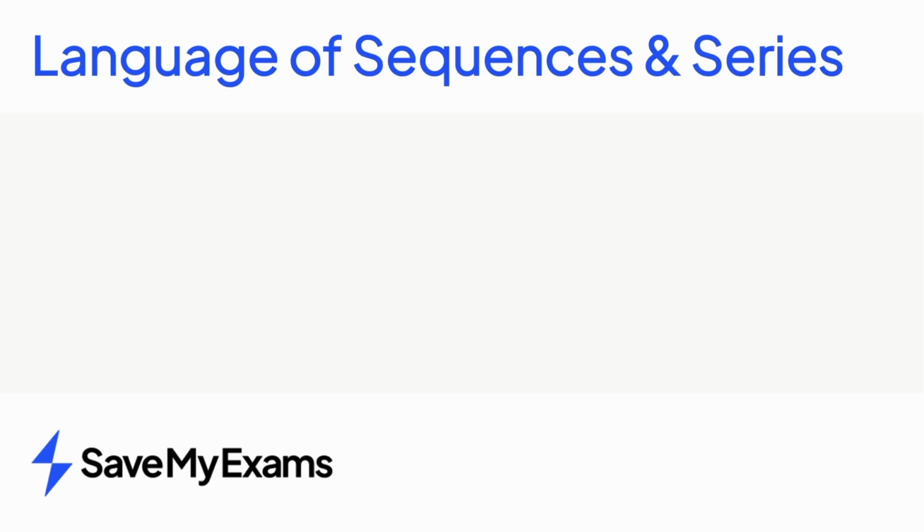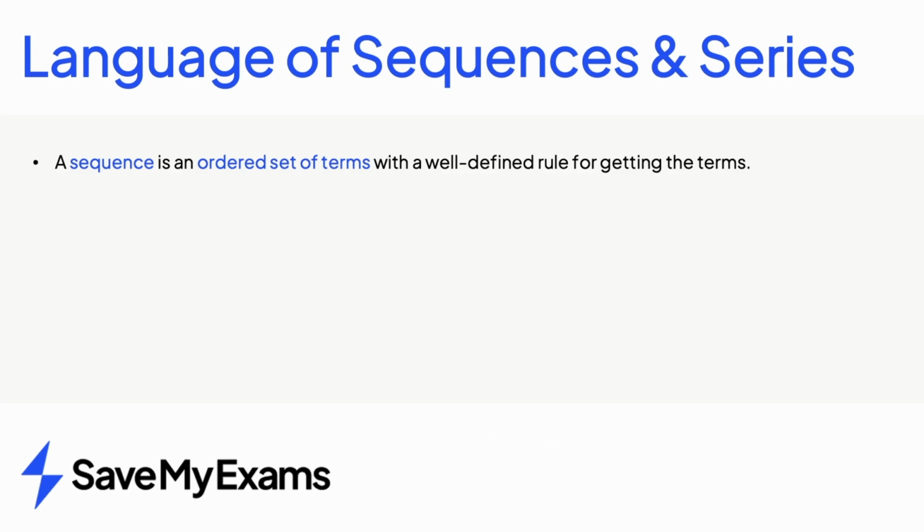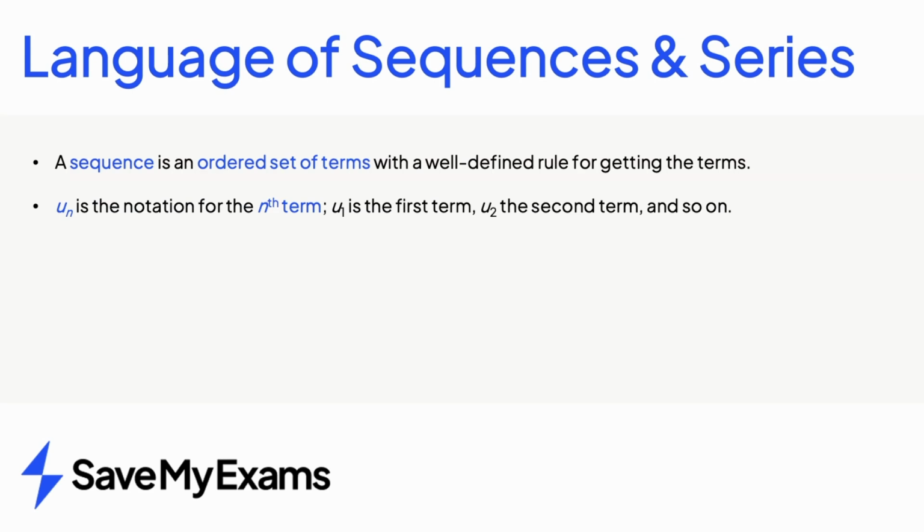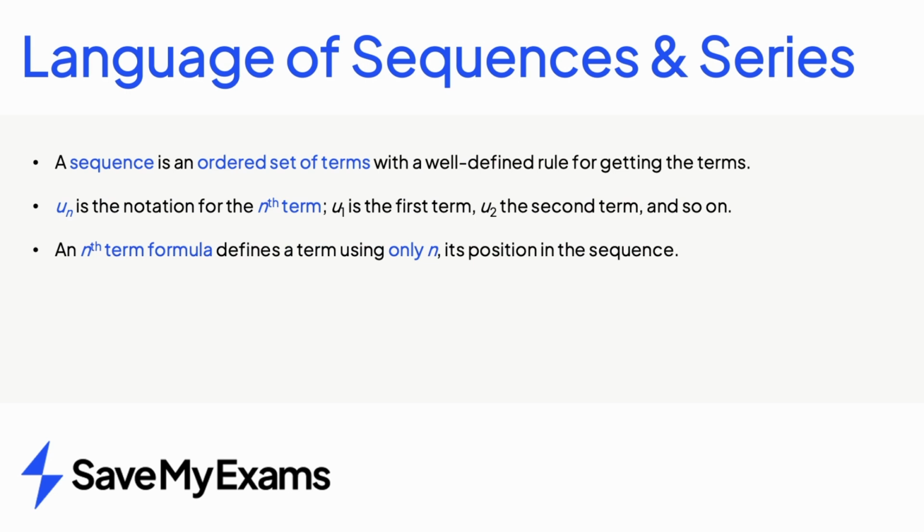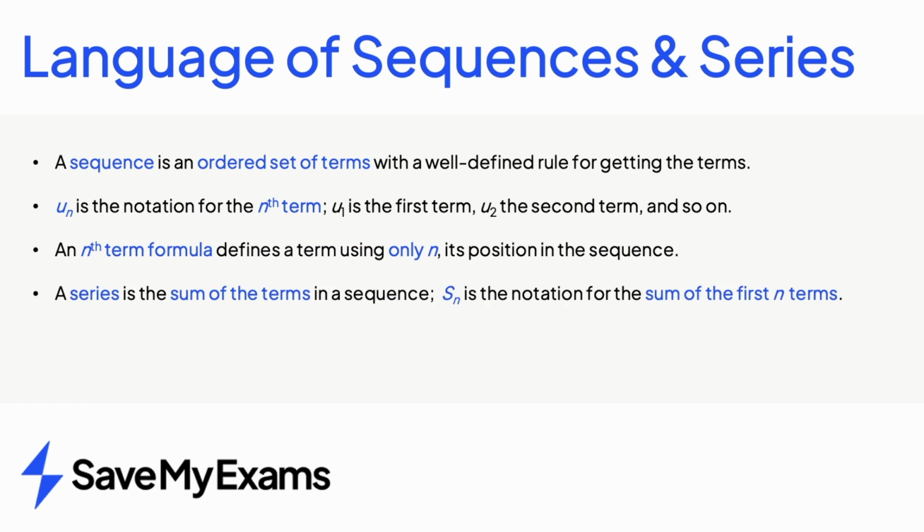It doesn't need rounding. And in summary, a sequence is an ordered set of terms with a well-defined rule for getting the terms. u sub n is the notation for the nth term. So u sub 1 is the first term, u sub 2 the second term, and so on. An nth term formula defines a term using only n, its position in the sequence. And a series is the sum of the terms in a sequence, with S sub n being the notation for the sum of the first n terms.